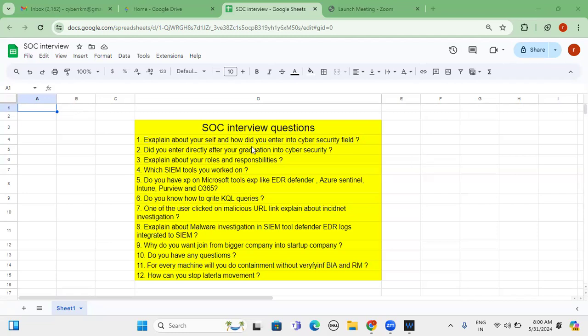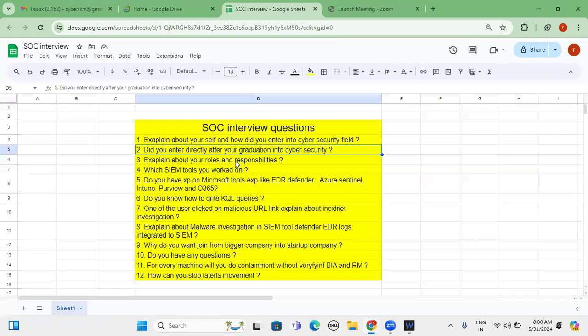So the second question you can see here. After graduation, did you directly enter into the cybersecurity field, or is there any gap in between your graduation and the cybersecurity job you entered into? Because he passed out some X years ago and then entered into the cybersecurity field, that is the reason. So in that gap, what have you done basically? So indirectly they asked this question.